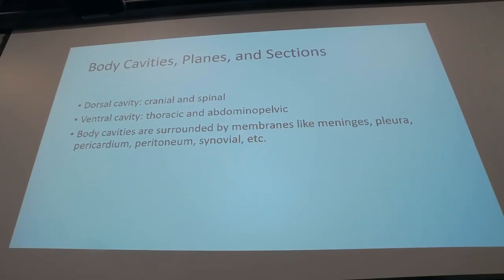So the dorsal body cavity, which is dorsal or posterior, is subdivided into cranial and vertebral. Cranial holds the brain, vertebral holds the spinal cord. Dorsal body cavities are surrounded by bones. And then ventral body cavities, we have thoracic and abdominopelvic. Thoracic is above the diaphragm, abdominopelvic below the diaphragm.